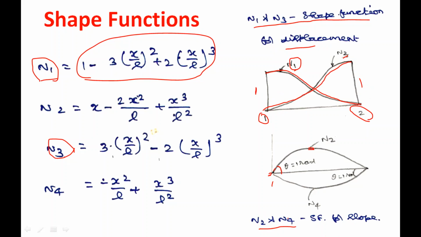We will see the variation of the shape functions n2 and n4. It is for slope. So at node 1, n2 is varying like this, and n4 varies like this. For displacement as well as slope we are getting non-linear variation, which will give a better solution for this beam problem.